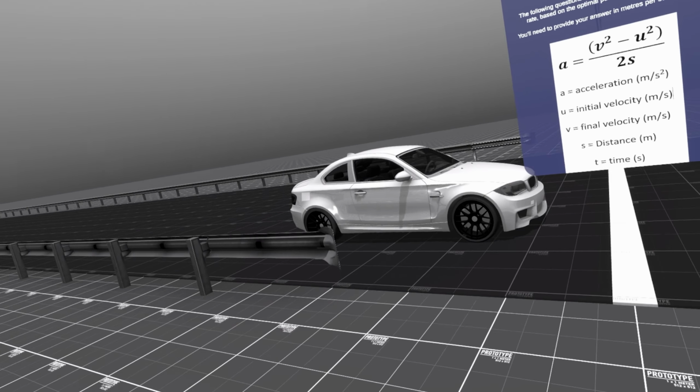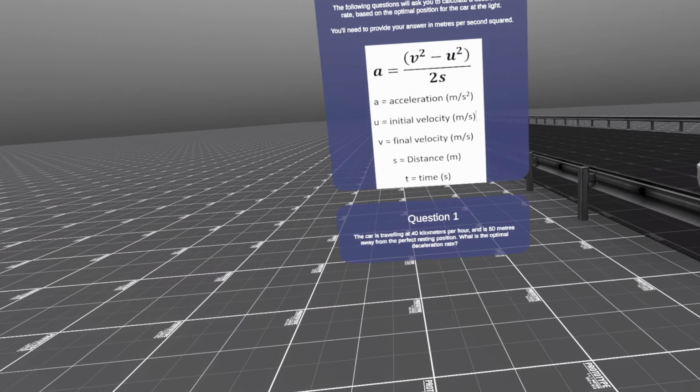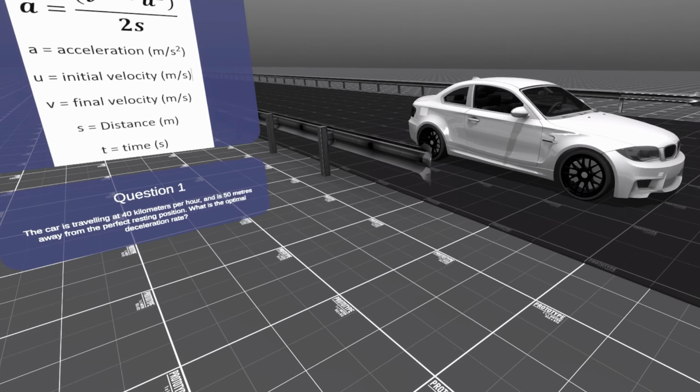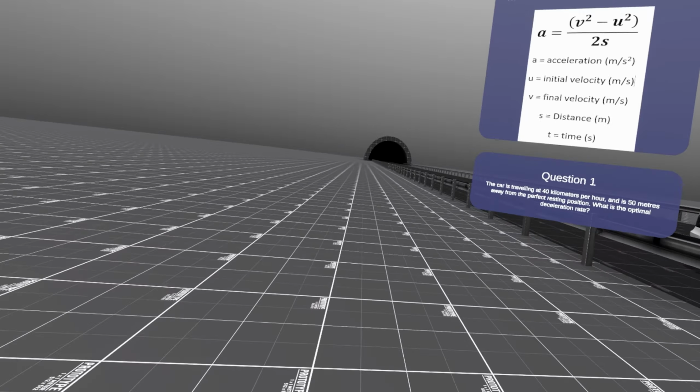There are 3 questions to answer in this lesson. Question 1. The car is traveling at 40 kilometers per hour and is 50 meters away from the perfect resting position. What is the optimal deceleration rate?